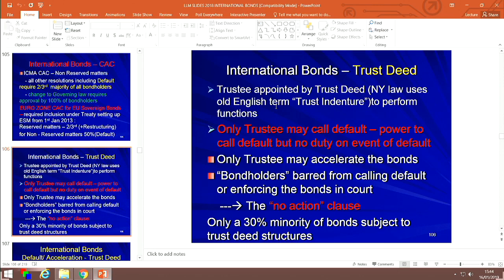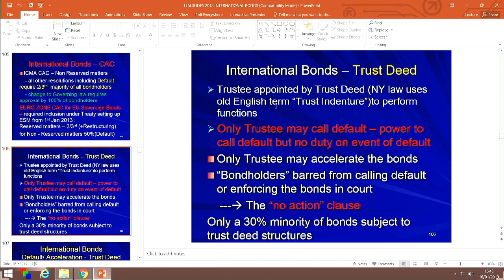Okay, now what happens under a trust deed structure? Now I'm going to look only at an English law governed trust deed, because that's what the markets use. There is, however, a New York law governed trust deed which is called a trust indenture. By the way, trust indenture is a 19th century English word for trust deed, but being good old Americans, they insist on using Old English.